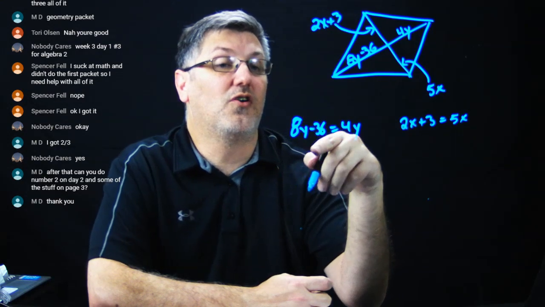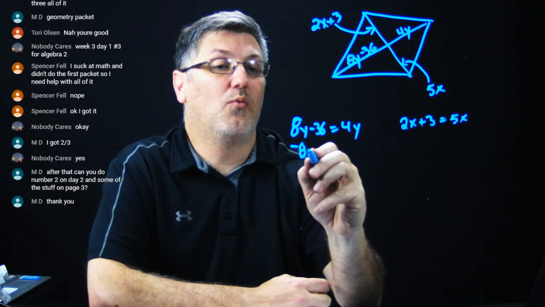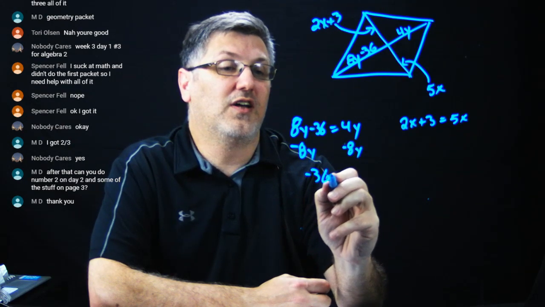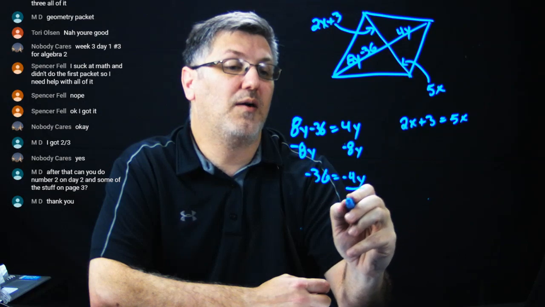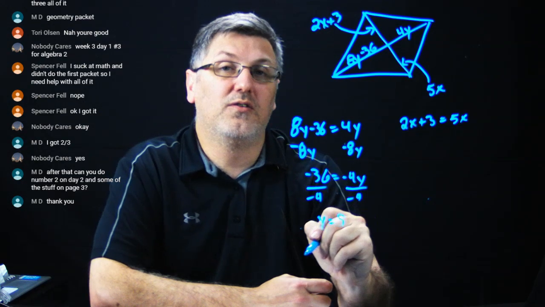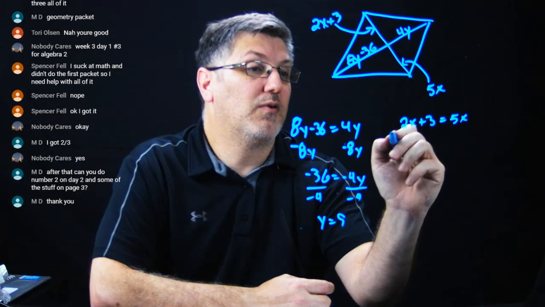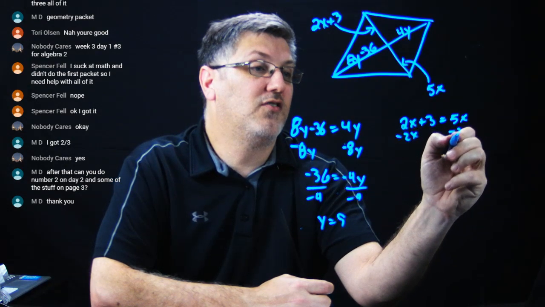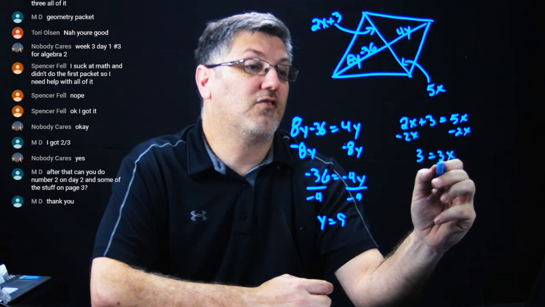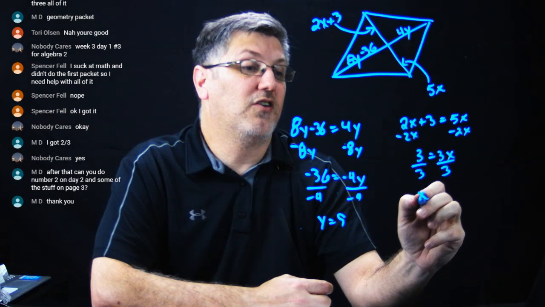From here, we're just going to solve. I'm going to subtract 8y from both sides. This gives me negative 36 equals negative 4y. Divide by negative 4. I get y equals 9. That's easy enough. Right here, I'm going to subtract 2x from both sides. And I get 3 equals 3x. Divide by 3. x equals 1.